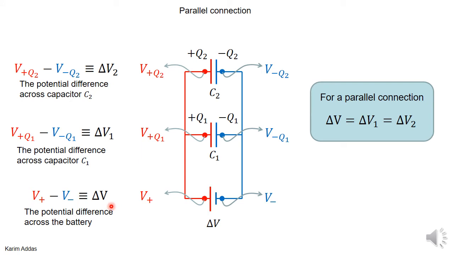Clearly the potential differences are all the same, because this is the same as this is the same as this, and this is the same as this is the same as this. So when you take the difference between them, they all give you the same number. So the thing that characterizes a parallel connection is that the potential difference across the capacitors is exactly the same, and it's the same as the potential difference across the connected battery.